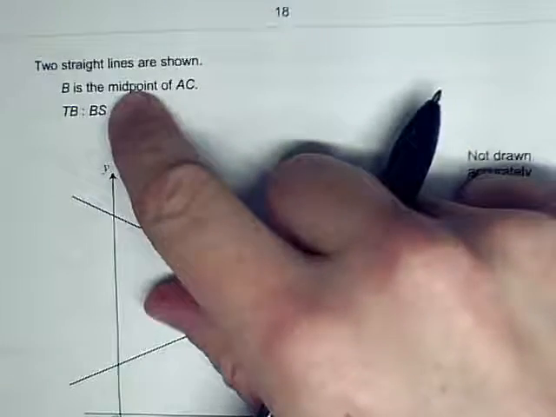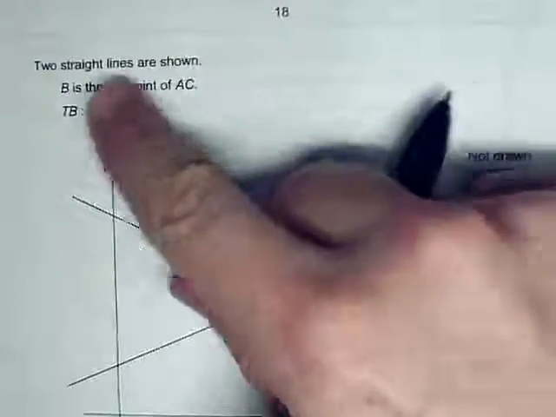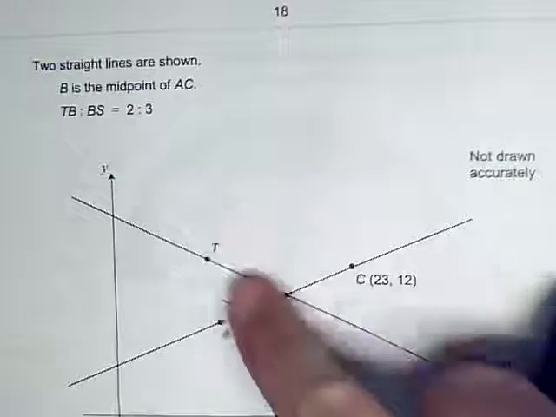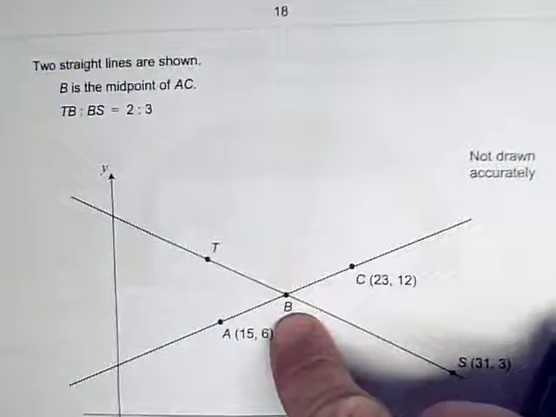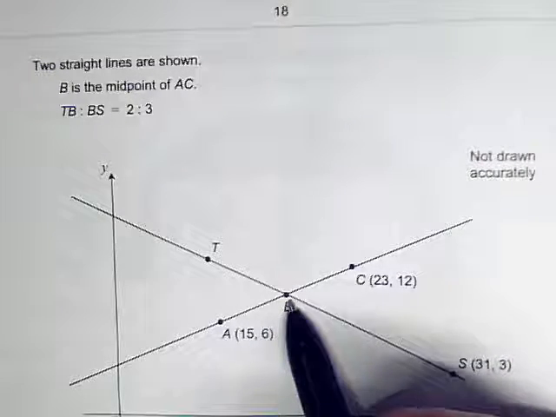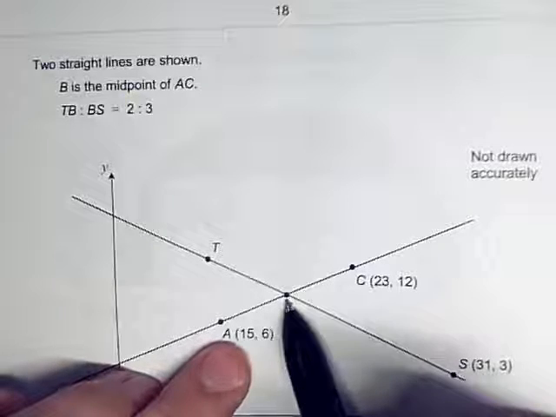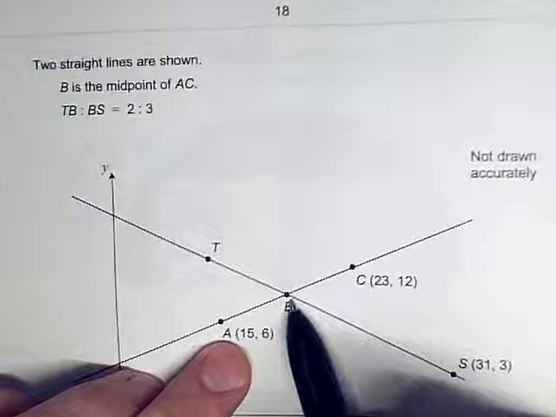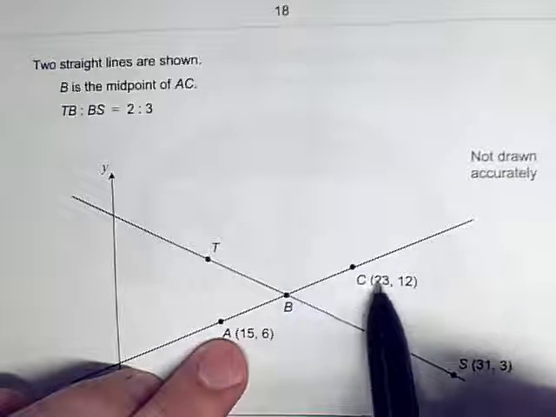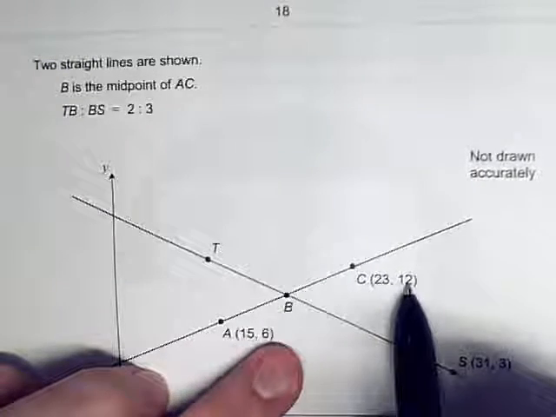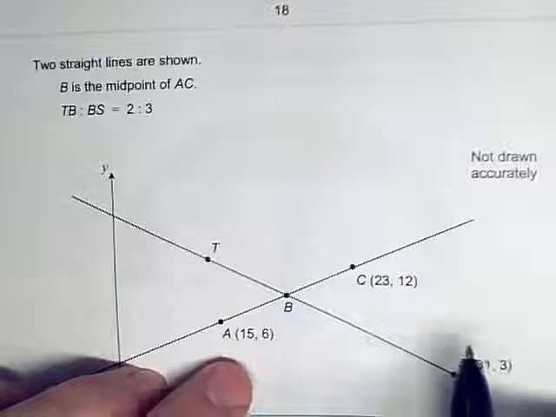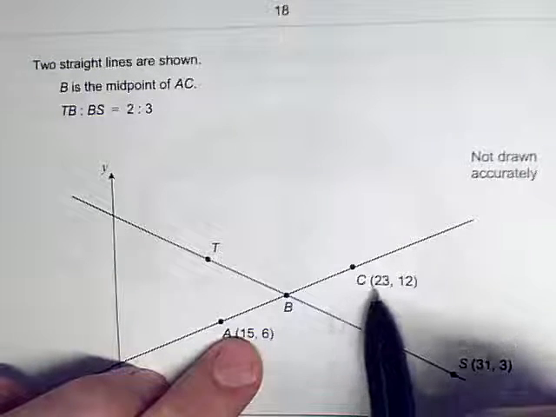Okay, so that's the first bit in the question we were told. So that's the first bit we need to work out. So B is the midpoint of AC. You need to be thinking, well, what are the coordinates of B? So if it's the midpoint, then that means that the X and the Y coordinate are exactly halfway between the X and the Y coordinates of these 2 points. Okay, so you may be able to spot this.